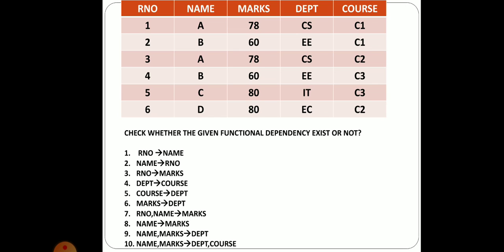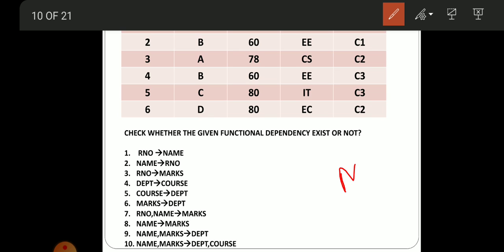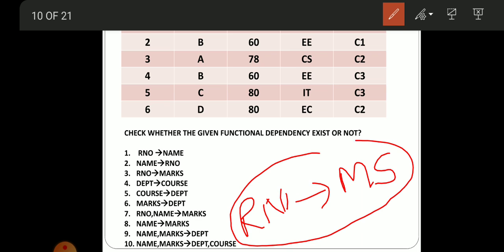If you want to search your result or your semester mark sheet, then you have to enter your roll number, and according to your roll number you'll get your mark sheet. So you can say that your mark sheet is dependent on roll number. Roll number can identify mark sheet, or with the help of roll number we can access mark sheet.